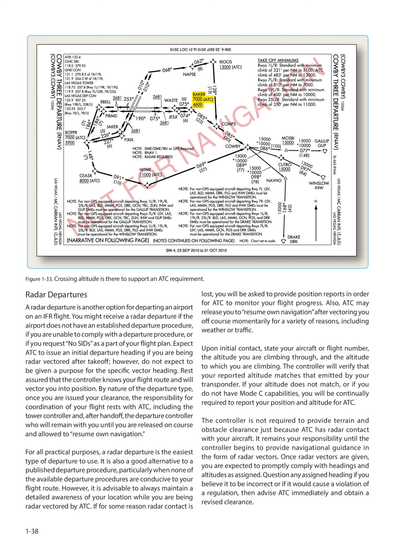Once radar vectors are given, you are expected to promptly comply with headings and altitudes as assigned. Question any assigned heading if you believe it to be incorrect or if it would cause a violation of a regulation, then advise ATC immediately and obtain a revised clearance.